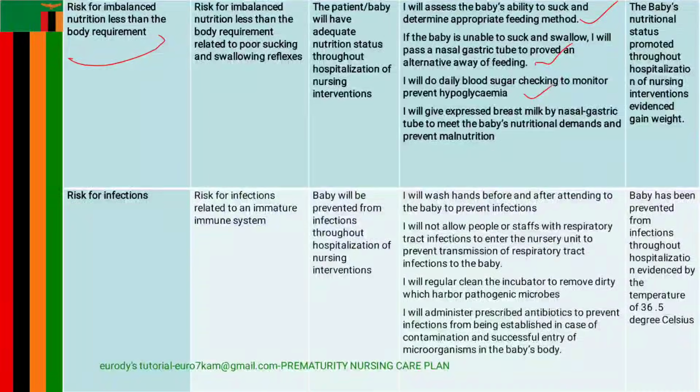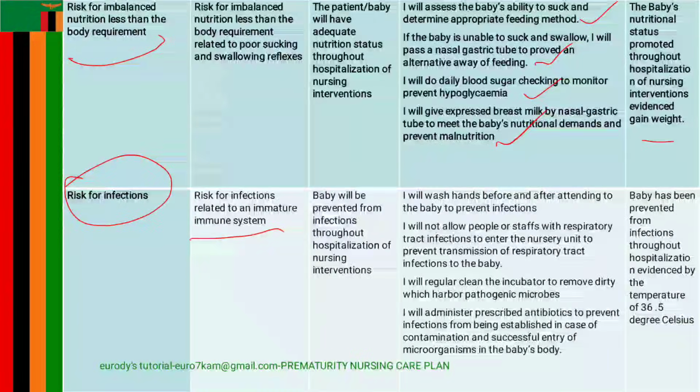You can talk about checking the blood sugar levels to rule out hypoglycemia, and of course you can talk about giving expressed breast milk using a nasogastric tube. Then of course, in terms of the evaluation, you can say the baby's nutritional status was promoted throughout hospitalization, evidenced by presence of weight gain. The other problem that we can see is risk for infection, and risk for infection is related to immature immunity.